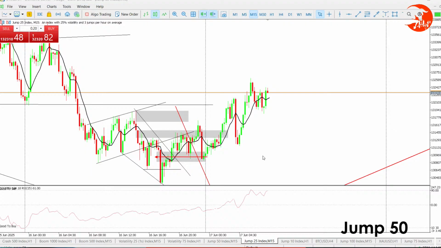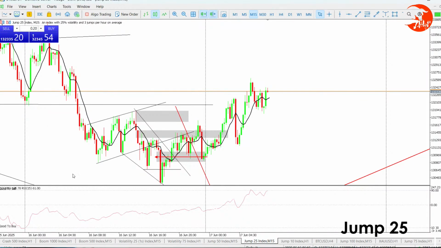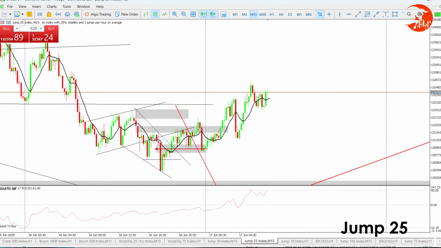Jump 25. Let's look at jump 25. We have one more asset to go. We still have about 13 minutes. So jump 25, what did we see? We knew that we were going to continue with the sell, but yes, of course, I made the entry when it reacted here.